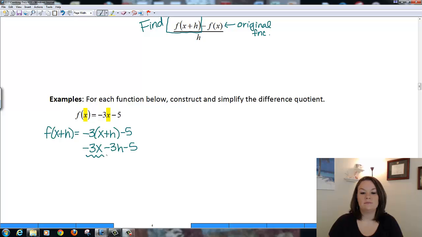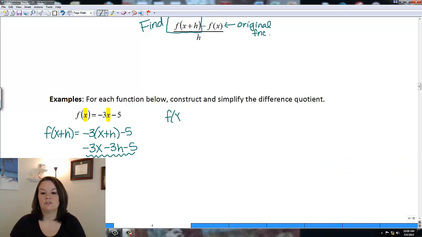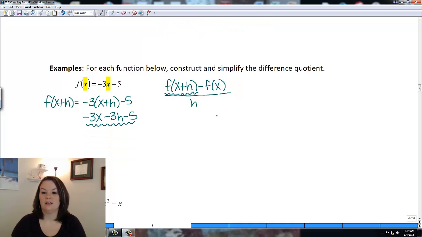Okay, so this piece right here is just this piece that I boxed in up here on my difference quotient. So I'm going to go ahead and write my difference quotient is f of x plus h minus f of x all over h. Okay, so we just found this piece right here. So I'm going to go ahead and plug that in.